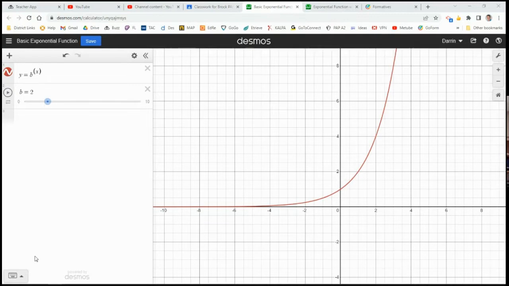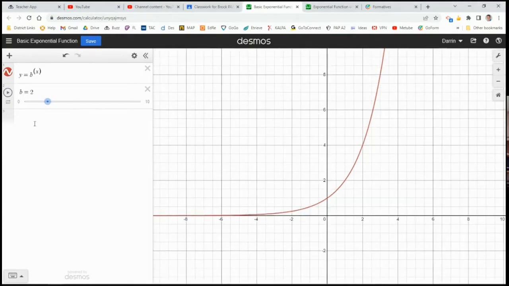Exponential growth. Yes, we see growth as it goes left to right. As the x gets larger, the y is getting very much larger. And we see our equation is y equals b to the x. A is 1. I mean, there is no coefficient, because y equals a times b to the x. A is a coefficient. We don't have a coefficient, so a equals 1.